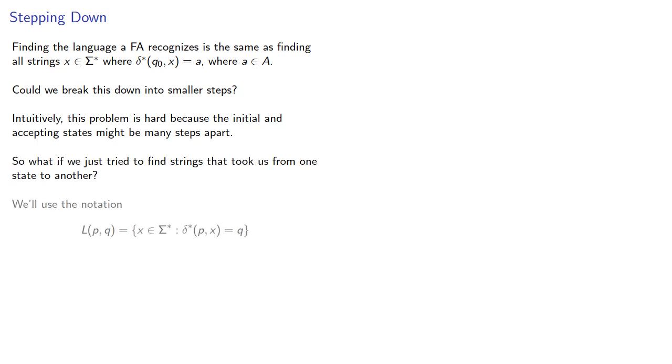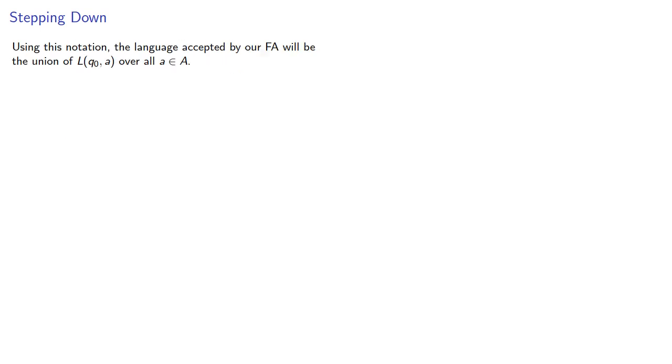And we'll use the following notation. L_PQ is the strings in our set of strings where, starting at P, we can follow the string to Q. Informally, L_PQ are all the strings that can take us from state P to state Q. Using this notation, the language accepted by our finite automaton will be the union of L_{q0,Q} over all accepting states Q.